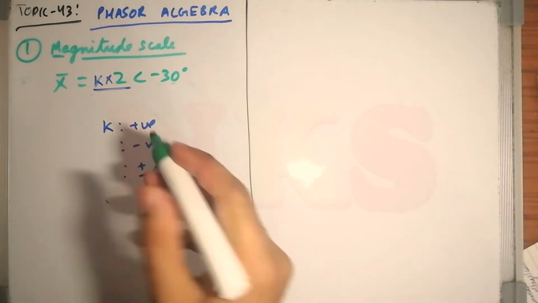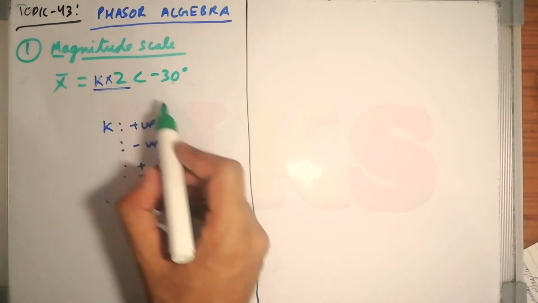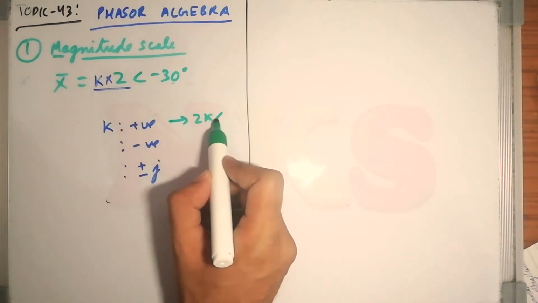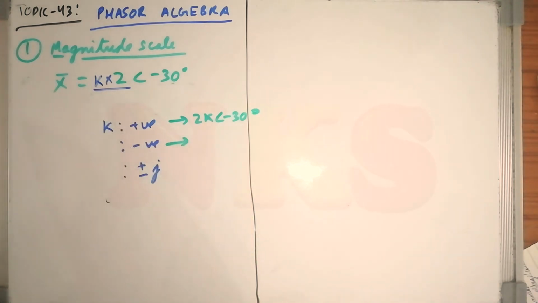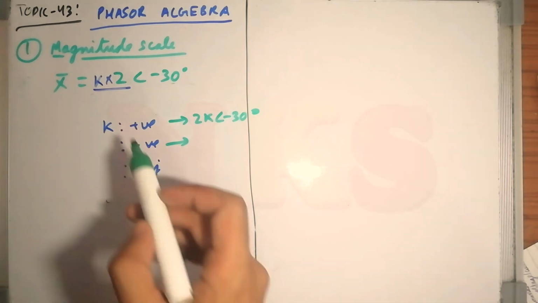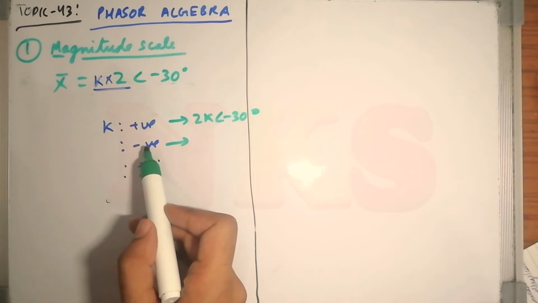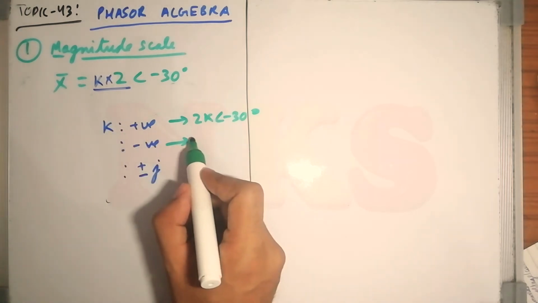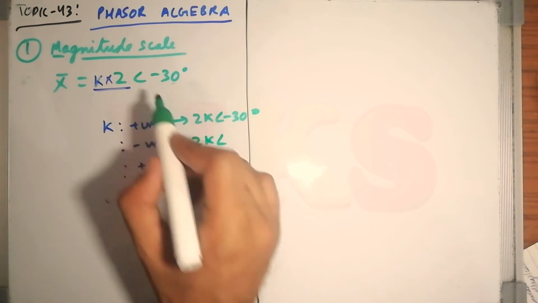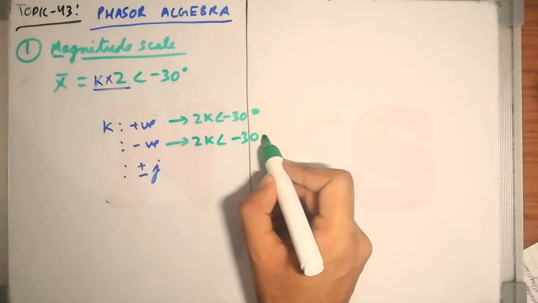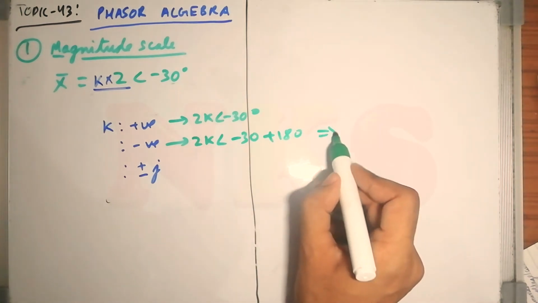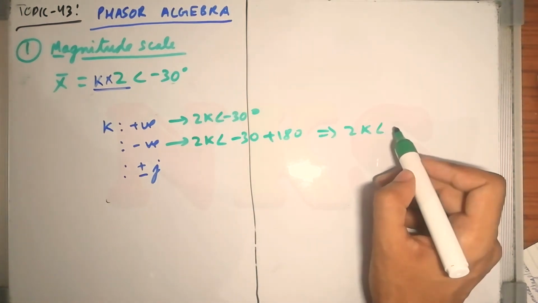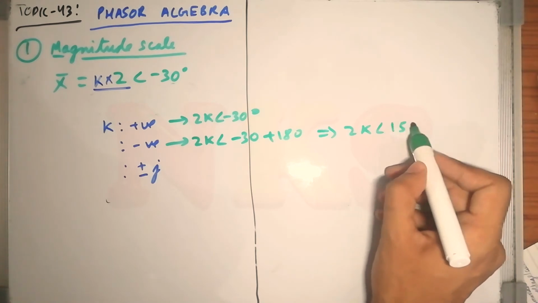If I multiply it by a positive constant k, then this phasor becomes 2k at an angle minus 30 degrees. If I multiply it by minus k, that is negative, then my phasor becomes 2k at an angle minus 30 plus 180. So finally it becomes 2k at an angle, 180 minus 30 is 150 degrees.